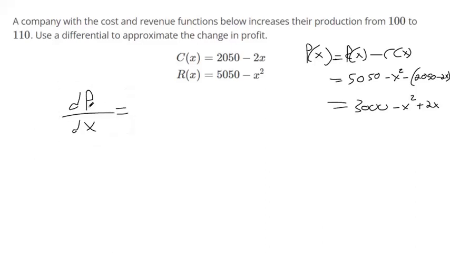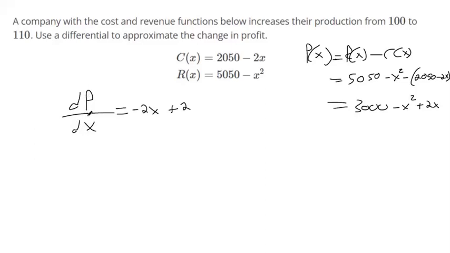And now let's do the calculus part. The derivative of the profit with respect to the number of items produced. So we need dp dx. If you take a derivative of this with respect to x, the derivative of 3,000 is 0, right? Because the rate of change of a constant is 0. The derivative of negative x squared is negative 2x. And the derivative of 2x is just 2. So there's the rate of change of the profit with respect to the number of items produced.